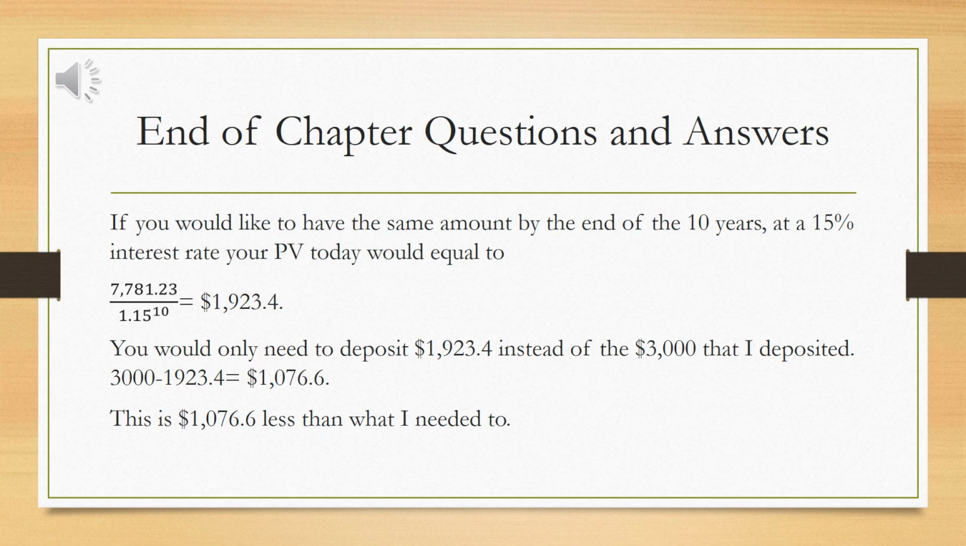3,000 minus 1,923.4 is equal to 1,076.6. This is $1,076.6 less than what I needed to.